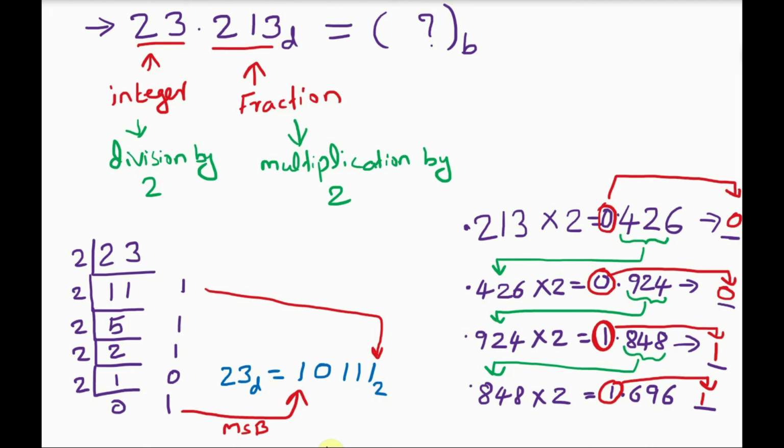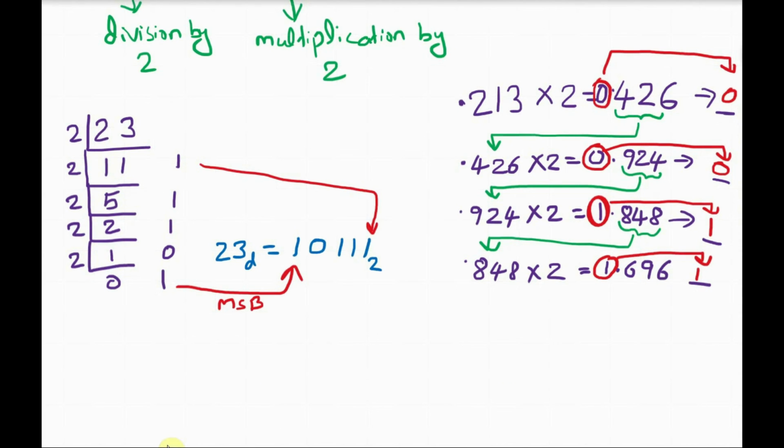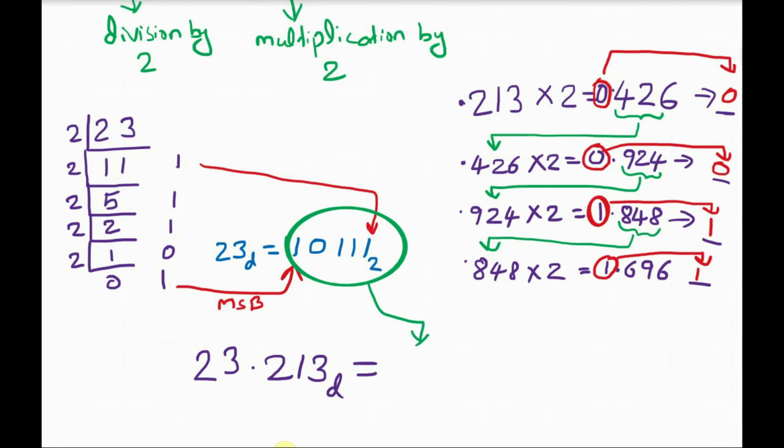So the final answer is 23.213 to the base 10 is equal to, so we have this binary for 23, that is 10111 point, and we have just found the binary for the fraction. So we found 0 0 1 1, and we have to write it from top to bottom.